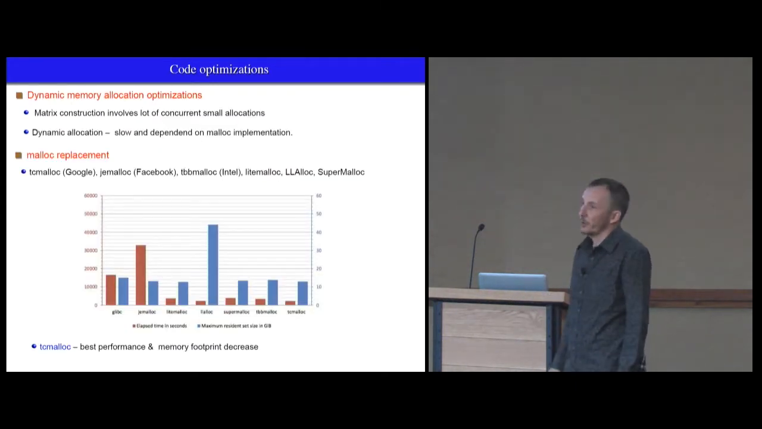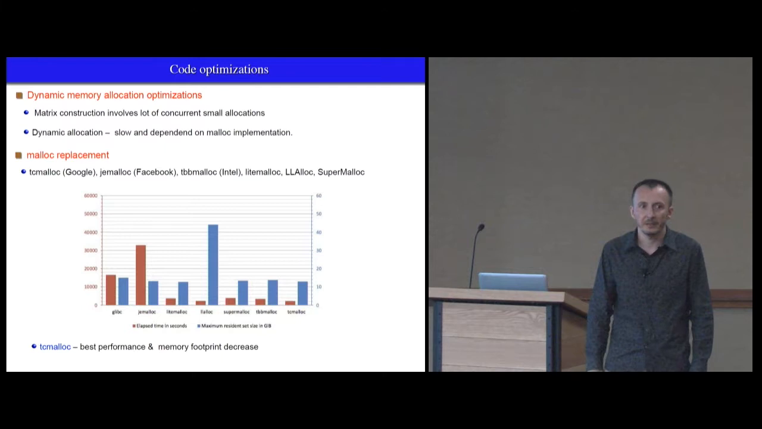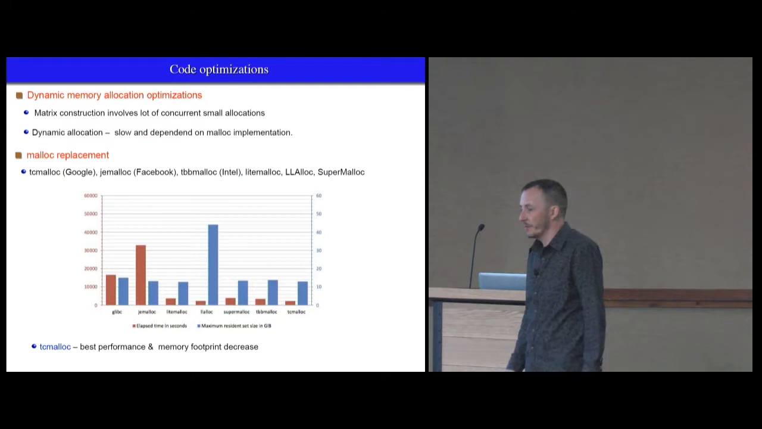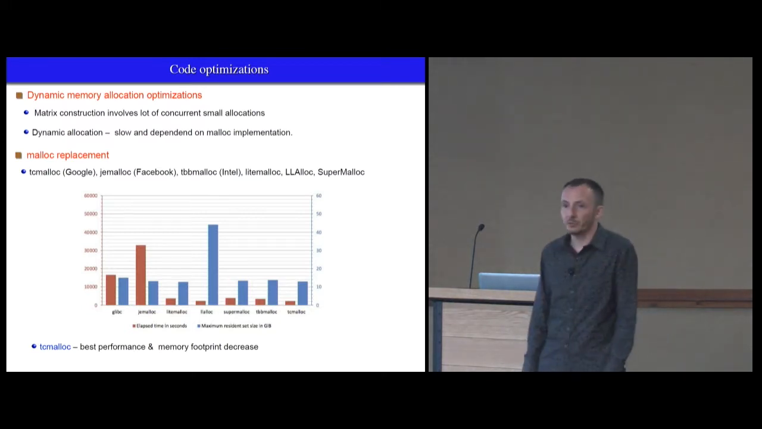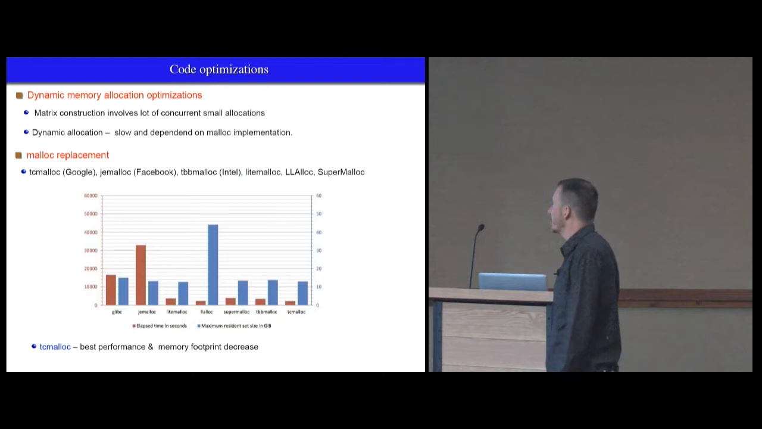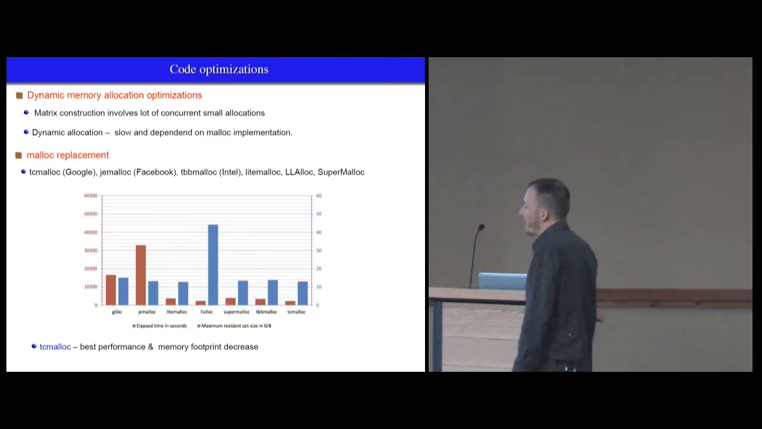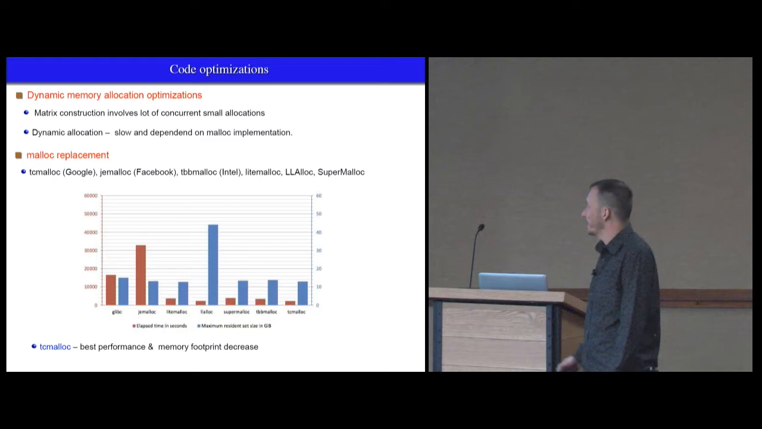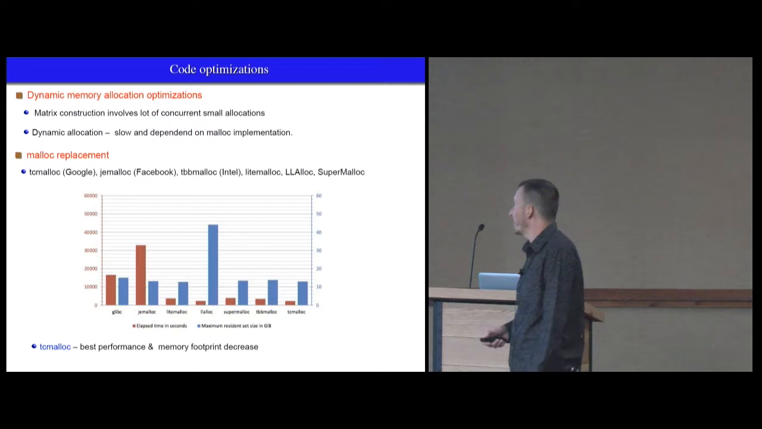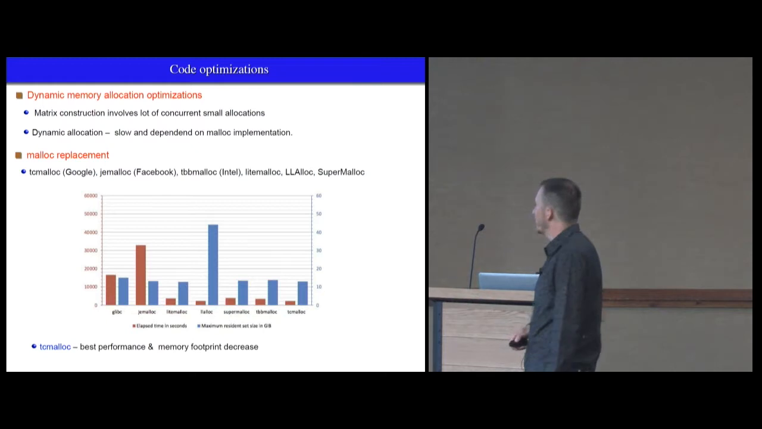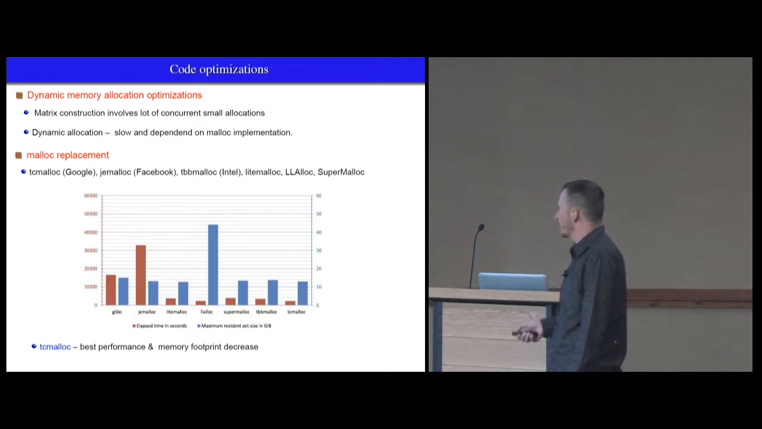And we were also working on code optimization. We did analysis of how we actually are working with the memory, and we found that during the matrix construction process, we do quite a large number of concurrent small allocations. And dynamic allocations on heap are inherently slow, and their performance depends on malloc implementation. So we tried to replace the standard malloc from glibc library, and we tested all these allocators, and here are the results that we got.